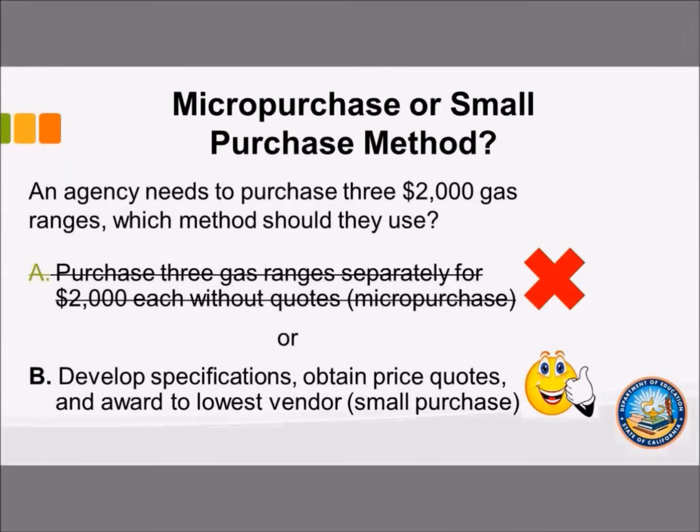In this situation, the cost of 3 gas ranges is about $6,000, which is over the micropurchase threshold. Agencies cannot arbitrarily separate their purchases so they can fall below the micropurchase threshold to avoid getting price quotes. Therefore, the agency would need to follow the small purchase method.